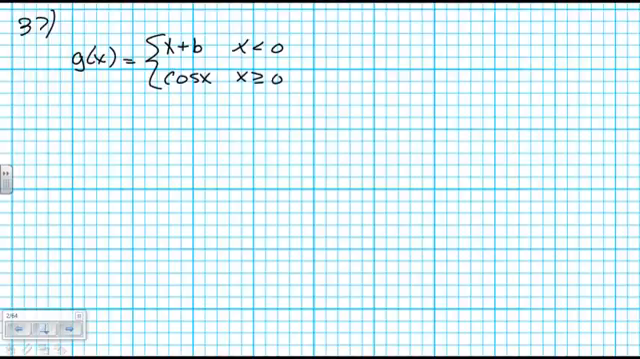Well, in order for it to be continuous, x plus b is continuous, right? Cosine is continuous. The only place it might not be continuous is where these two meet up. So what happens? Can we make those two equal at the point at which they cross?